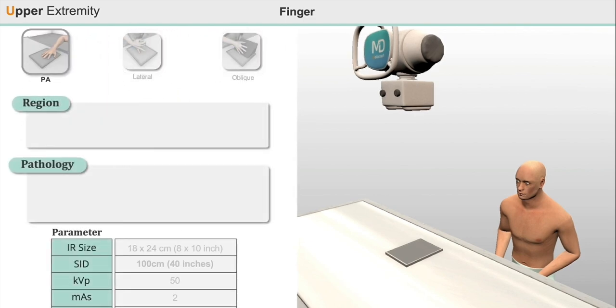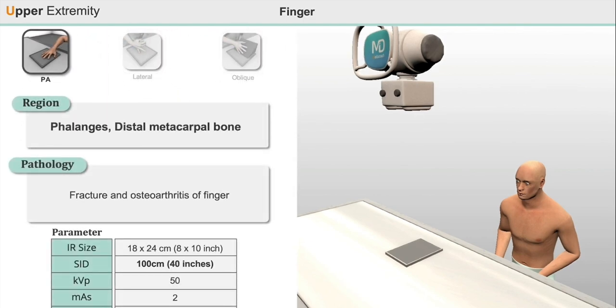The SID value of all finger projections should be set at 100 centimeters, and the respiration is not related to the projection. Finger projections are used to examine the presence of lesions such as fractures, osteoarthritis, or foreign bodies in the phalanges and distal metacarpal bone.